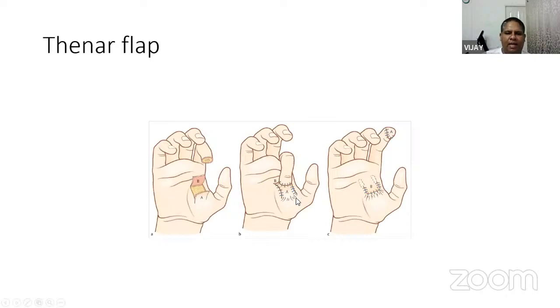Thenar flap is again a random flap. The excess of skin in the thenar crease can be used. It can be proximally based, distally based, or as a combined. You can see the fingertip here. Here a combined flap is taken, A and B, and finally it is divided and the flap cover is given.